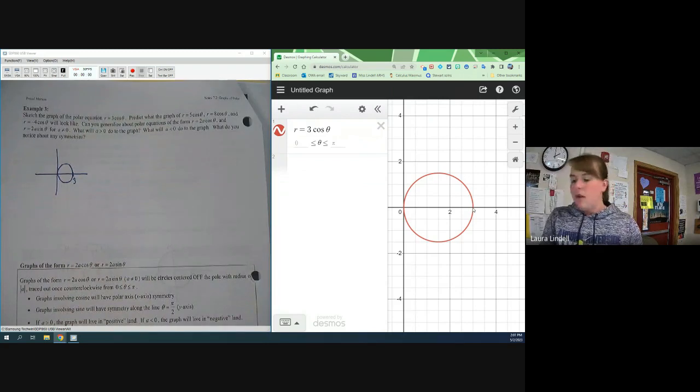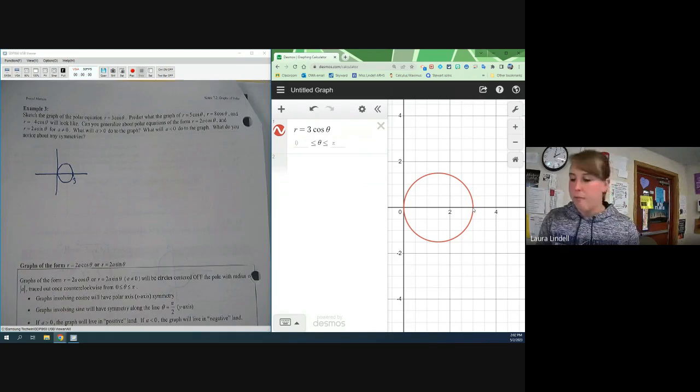All right. Predict what you think the graph of r equals 5 cosine theta, r equals 8 cosine theta, and r equals negative 4 cosine theta will look like. All right, pause the video real quick and see if you can predict what you think those graphs are going to look like based on what the graph of this one looked like. All right, hopefully you paused the video and then came back. Let's explore what those look like real quick.